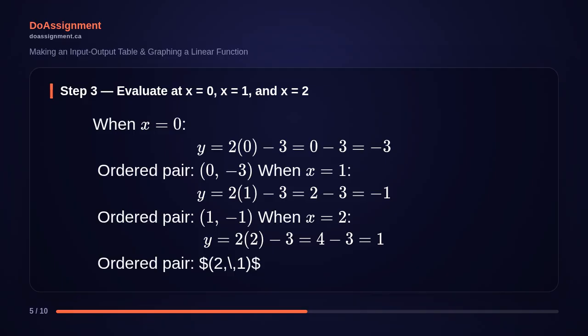For x equals 0, 2 times 0 is 0, minus 3 gives -3, so the pair is 0, -3. For x equals 1, 2 times 1 is 2, minus 3 is -1, giving 1, -1. Finally, x equals 2, 2 times 2 is 4, minus 3 is 1, so the last pair is 2, 1.